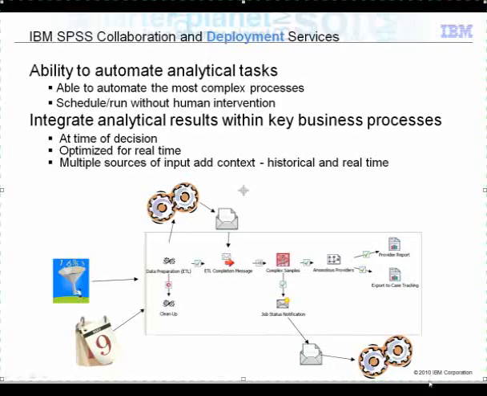For the deployment aspect of the Collaboration Deployment Services platform, the Deployment Manager can be used for automation, allowing you to construct and operationalize complex jobs that can involve multiple different scenarios, as well as the capability to integrate with other processes within an organization. In addition, when used in conjunction with IBM SPSS Modeler, you can manage the life cycles of predictive models and integrate real-time scoring within key business processes for making better decisions.